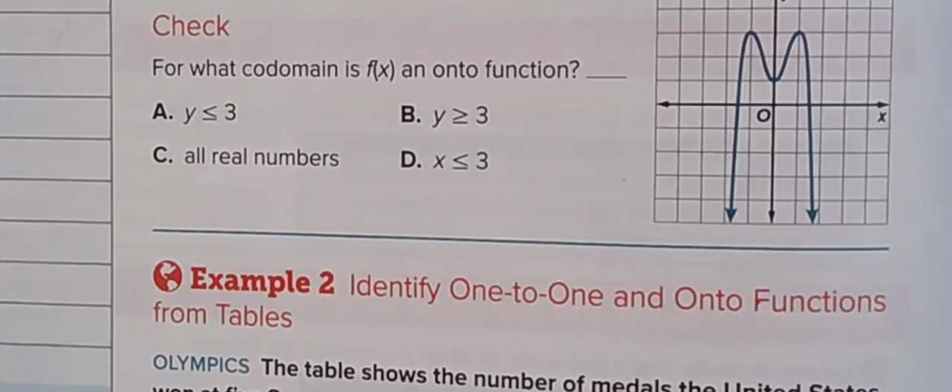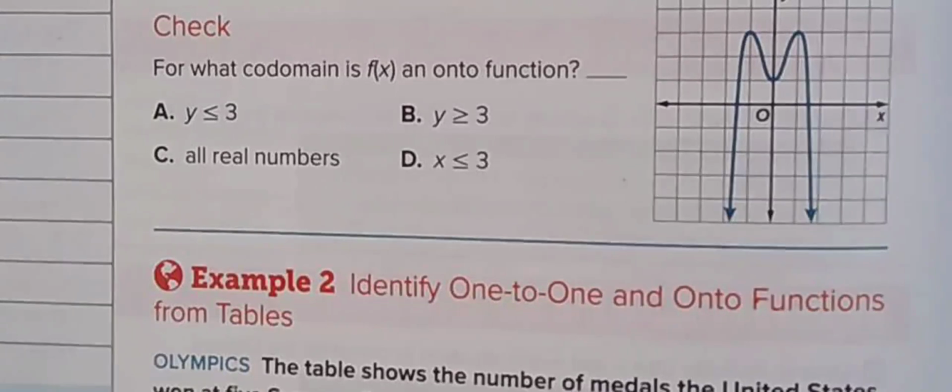How high or low does the function go? Right? Goes as high as 3. So which of those would indicate y values that don't go higher than 3? A, yeah. Y is less than or equal to 3. It goes up to 3, and it's definitely everything 3 or below 3.